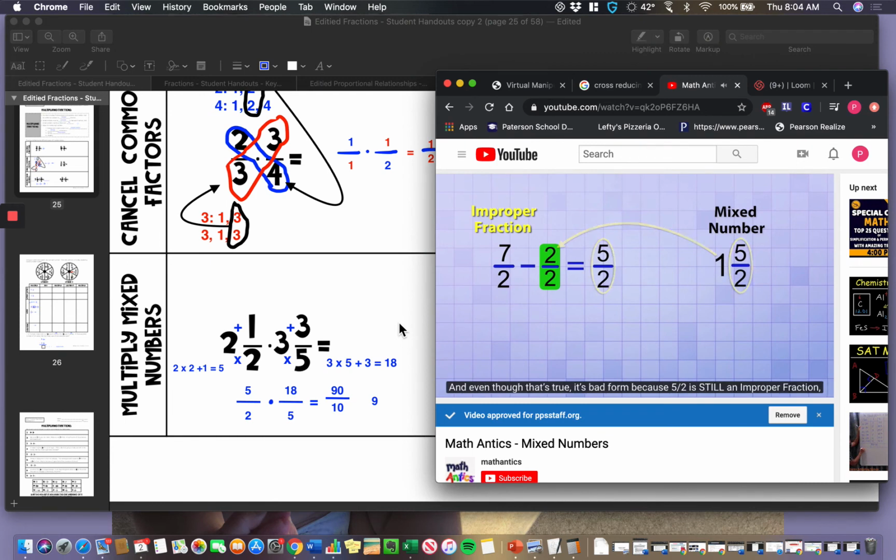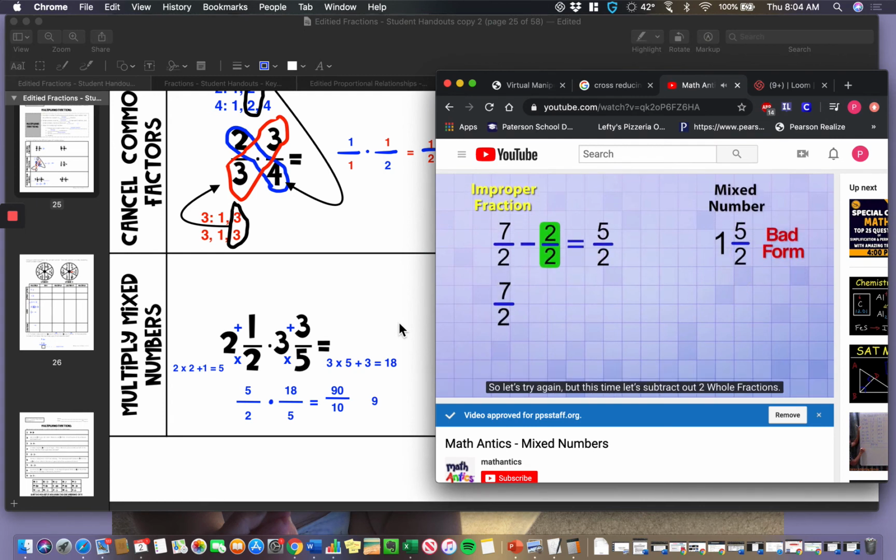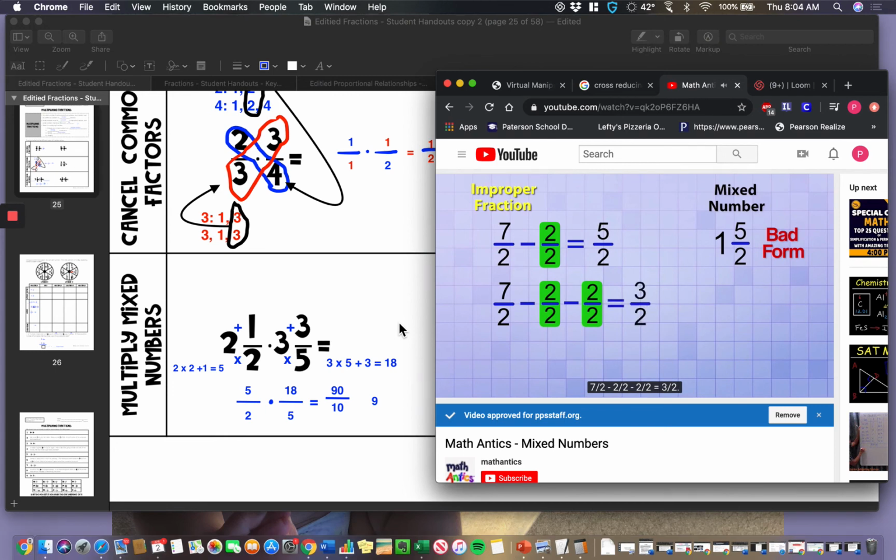And even though that's true, it's bad form because 5 over 2 is still an improper fraction, which means that there's at least one more whole fraction hiding in there that we could have subtracted out. So let's try again, but this time let's subtract out two whole fractions. 7 over 2 minus 2 over 2 minus 2 over 2 equals 3 over 2. That means we could write 7 over 2 as the mixed number 2 and 3 over 2, since we subtracted out two whole fractions and had 3 over 2 left over.